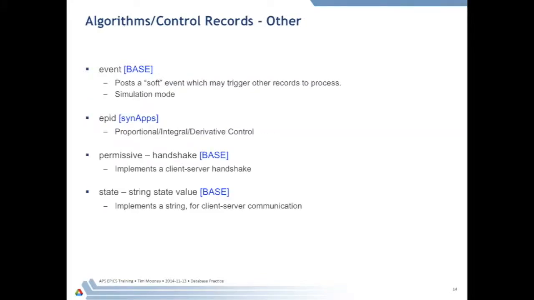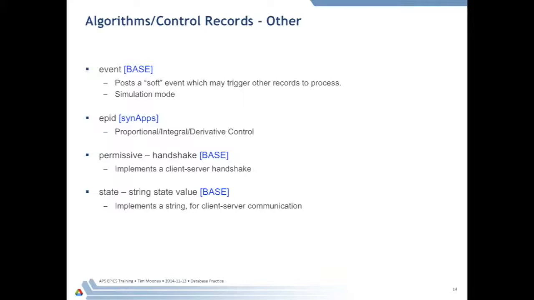So there are some other records that are, I would say, less commonly used. There's an event record that can post a soft event. I know Andrew talked about this earlier. You can post an event, and then any other record that has told EPICS that it wants to be processed when that event occurs, all of those records will be processed. You don't have to have direct links to those records. You can just say, post event, and then everybody who is subscribed to that event will do whatever is supposed to happen at the event.